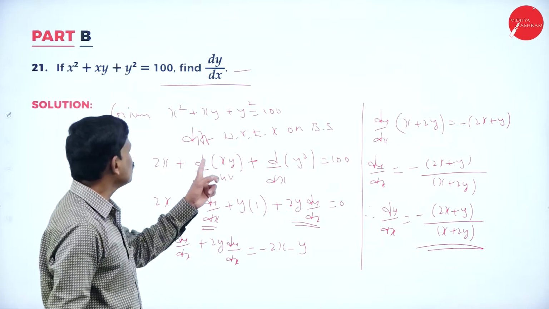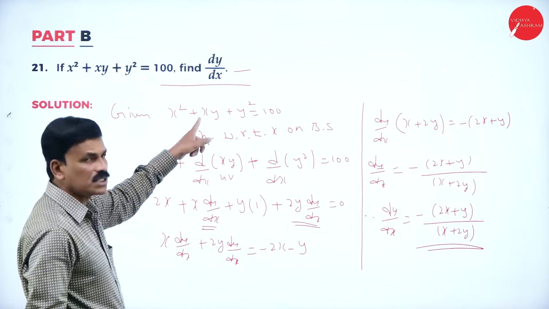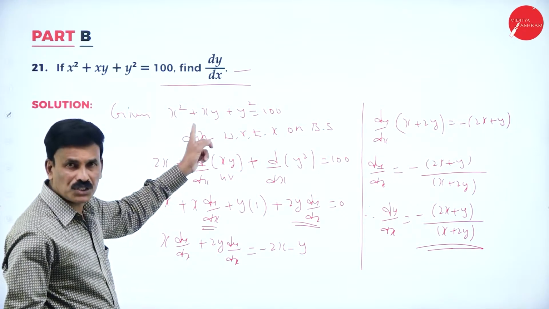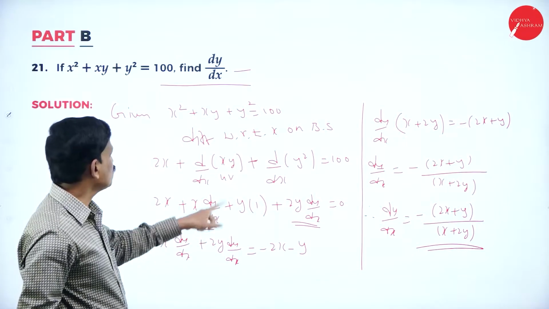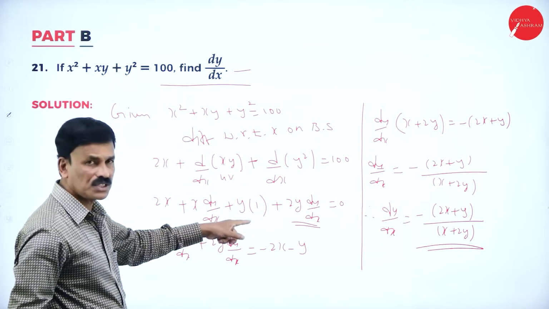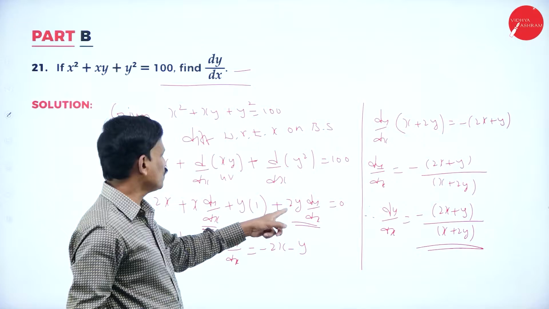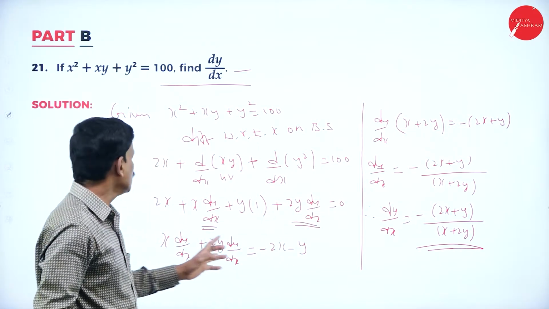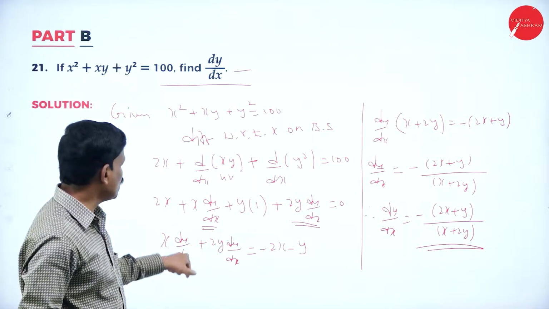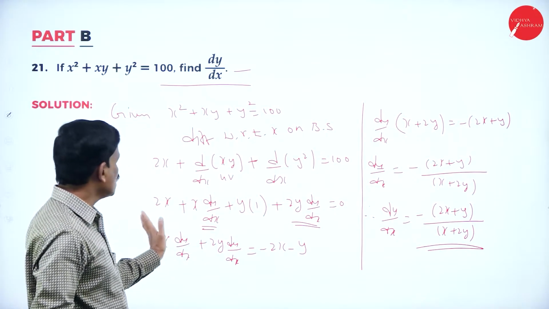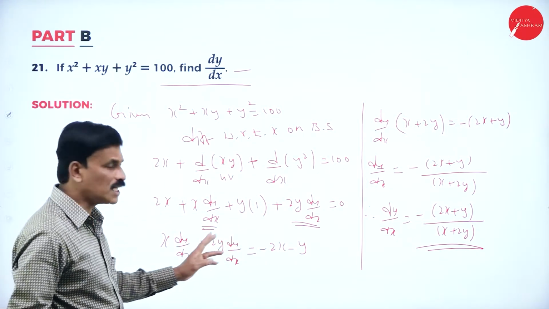Very simple. Just differentiation of x square is 2x. This is x y, which is nothing but the product rule for two variables: first function into derivative of second function, plus second function y into differentiation of x, which is 1. And again differentiation of y square is 2y dy by dx. Now just equate the terms containing dy by dx on one side, x dy by dx plus 2y dy by dx, and transfer the remaining variables to the right hand side.